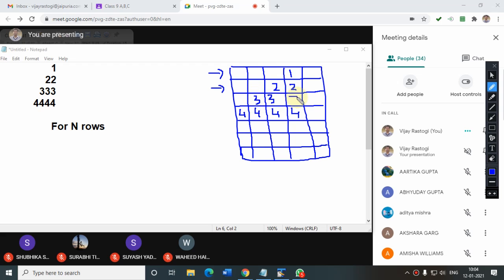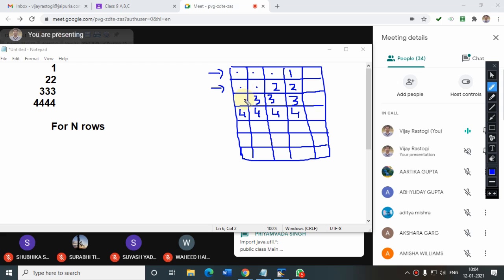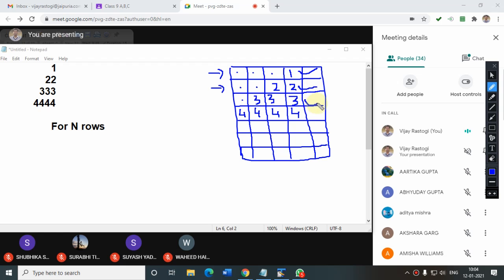Now this is clear for everybody. See, first time you are printing 3 blanks, then 2 blanks, then 1. And every time the printing is happening 1 time, 2 times, 3 times, 4 times.